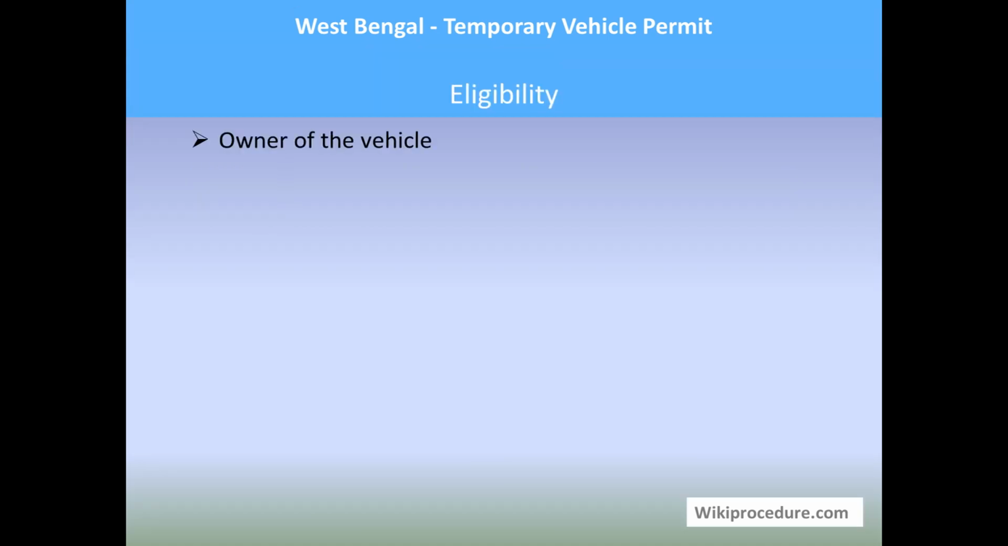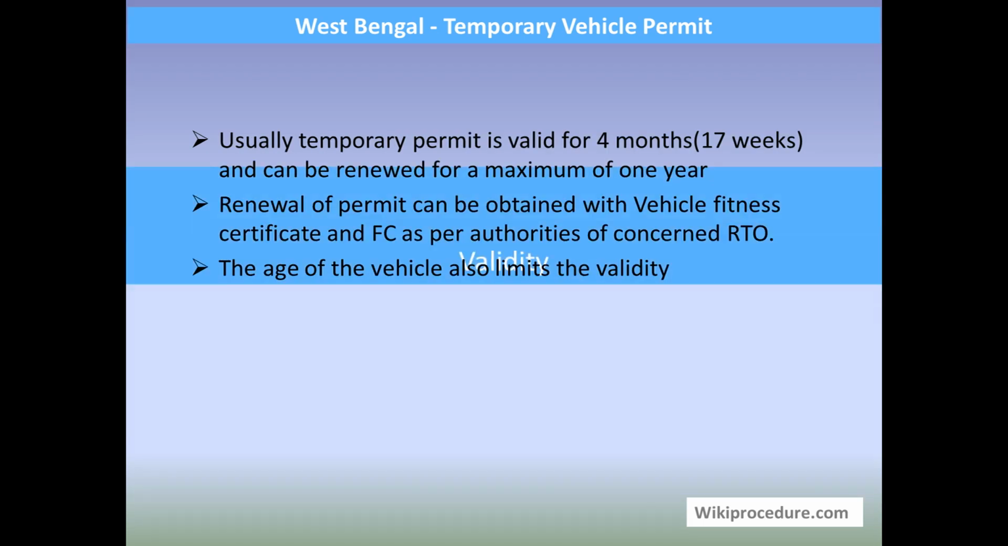Eligibility: the owner of the vehicle can apply for this procedure. The age of the vehicle will also be considered, because for a transport related permit the age should be a maximum of 12 years for the vehicle from the date of registration. Something like that, the age will also determine the eligibility for applying.